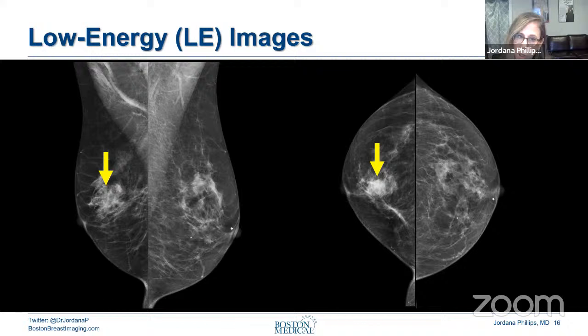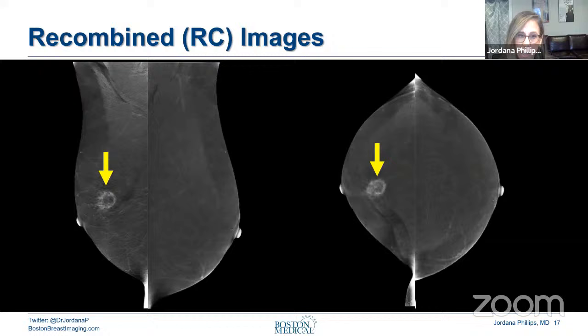But then look at the recombined images. These are the images that show the enhancement, and you can see that there's definitely a mass here. You can see the margins of the mass. You can see how the mass is taking up that contrast. It's heterogeneous, necrotic in the center. And what you'll also notice is that there's no enhancement throughout the remaining aspect of that breast. So not only does it help us better classify what we're seeing, better understand it or characterize it, I should say, it also helps us exclude cancer in other portions of the breast. This is really great. This was a triple negative breast cancer.